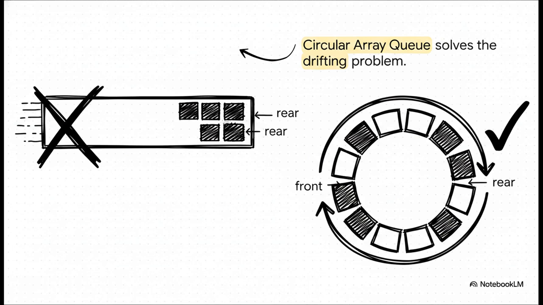The brilliant solution? Just pretend the array is a circle. In a circular array queue, when the rear pointer hits the end of the line, it just wraps right back around to the beginning, endlessly chasing the front pointer in a circle. It elegantly, and I mean completely, eliminates wasted space.